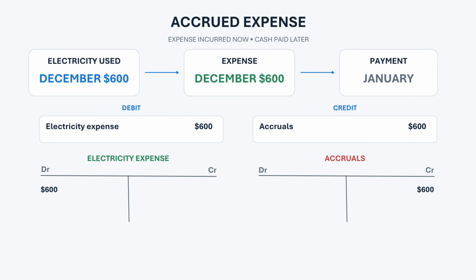At 31st December, we record debit electricity expense $600 and credit accruals. The debit records the expense in the statement of profit or loss. The credit creates a liability in the statement of financial position because the business has an amount to pay.